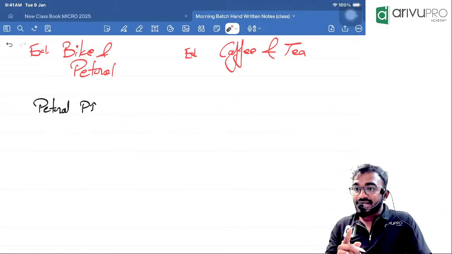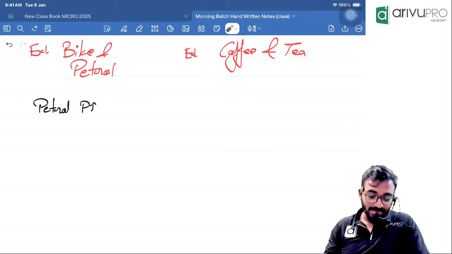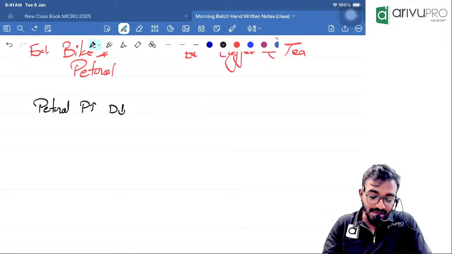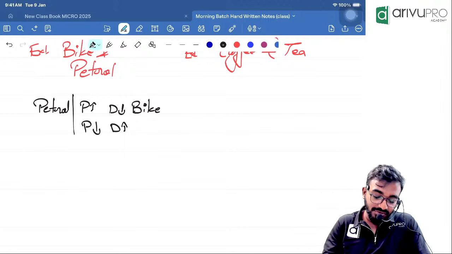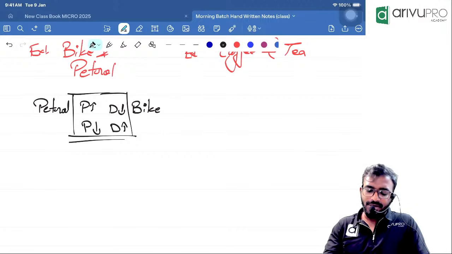Especially complementary and substitute goods concept. This is where you will make blunders. So remember, if the price of petrol is increasing, demand for new vehicles will usually go down. Suppose if the price of petrol goes down, then demand for new vehicles will increase.